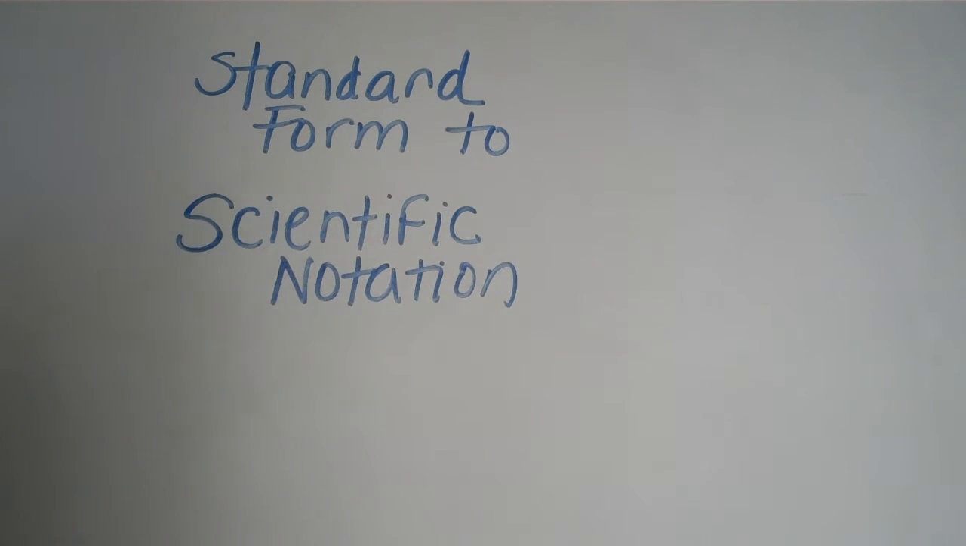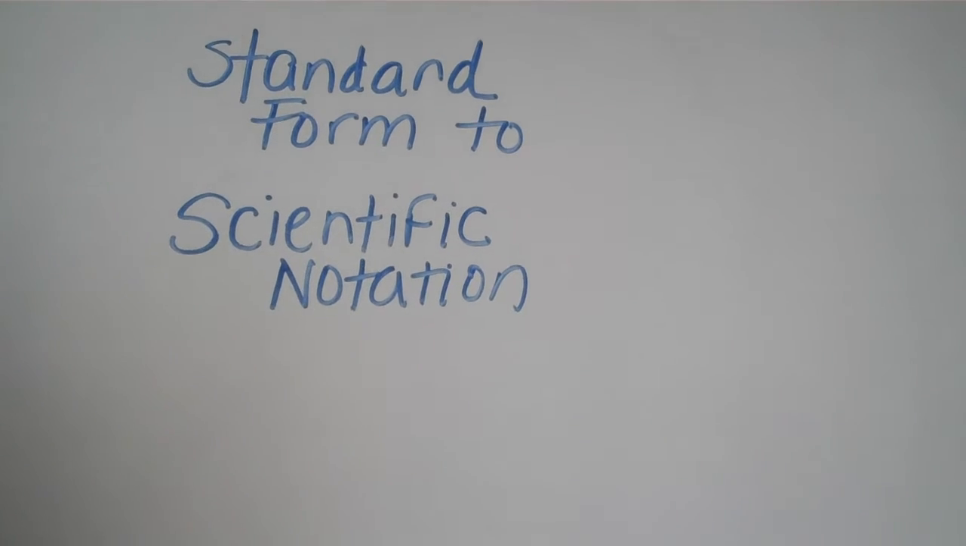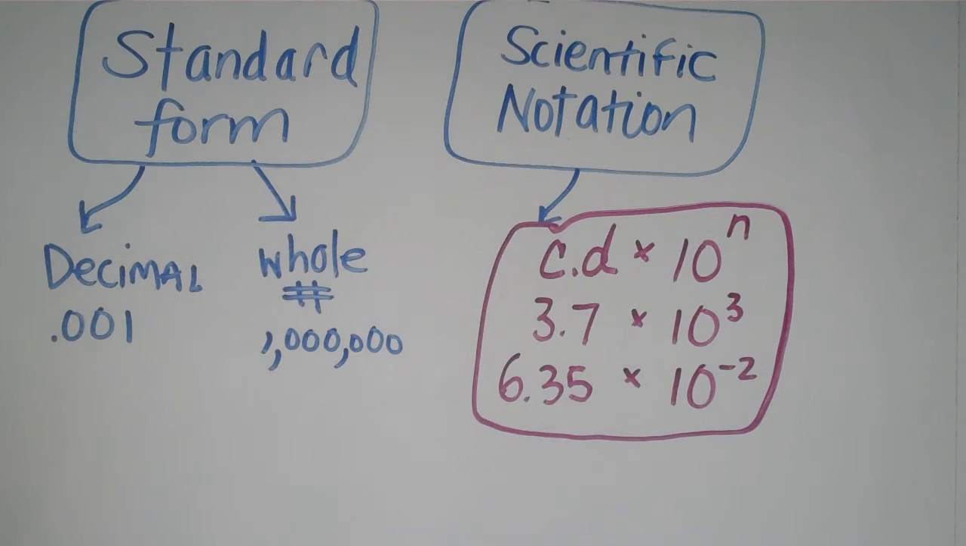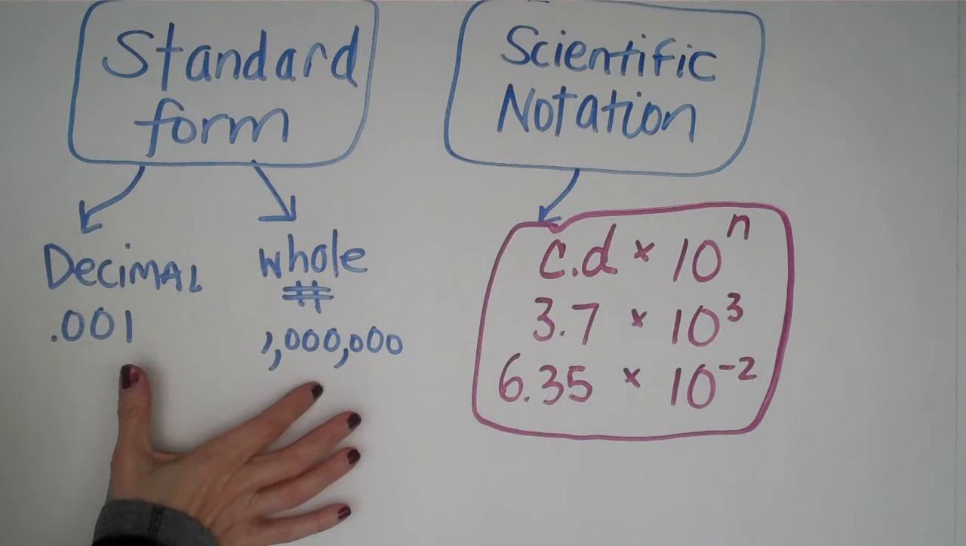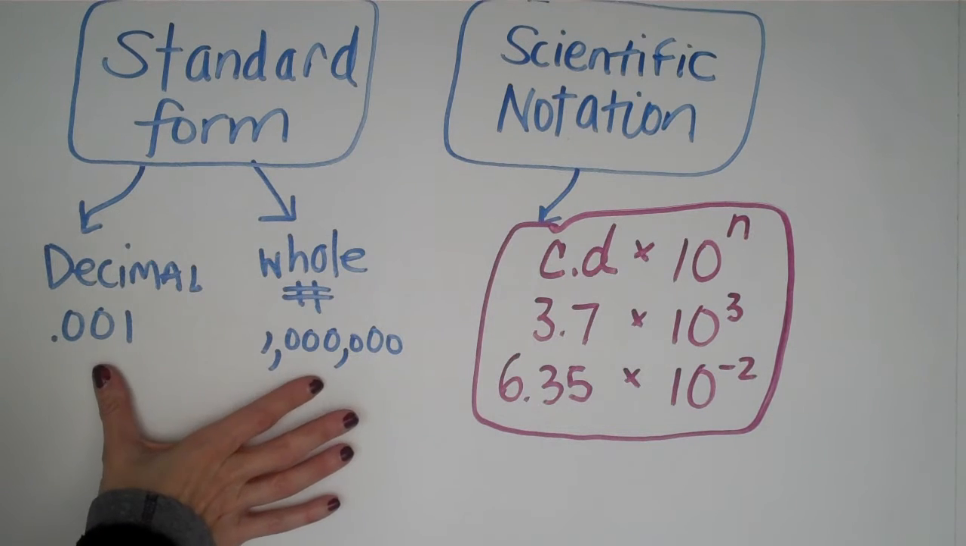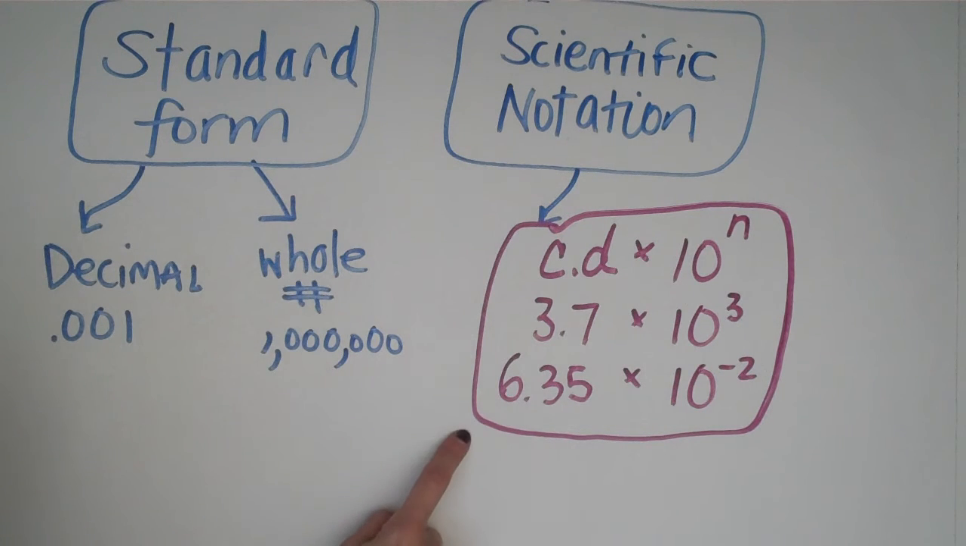Okay, so to go from standard form to scientific notation, I'm going to show you how to do that. Basically, as a review, standard form is either going to be in a decimal form or as a whole number. Both of these are considered standard form, like we discussed in the other videos. Scientific notation takes on a different shape.